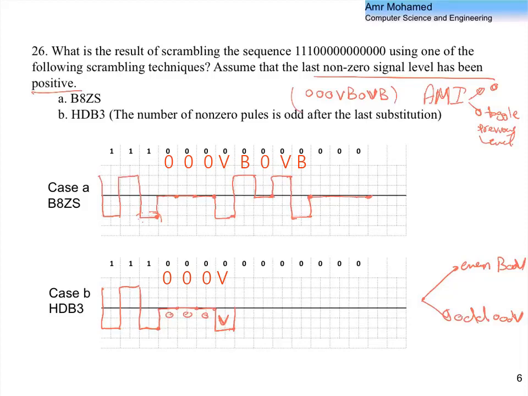Then we have another 4 consecutive zeros, and the number of ones in the middle, remember, is 0, which is even. So in that case we go bipolar, and then we go 0, 0, and then violate, and that's it. Then we continue 0, 0, 0, because the number of zeros here is not 4. So this is B, 0, 0, violate.